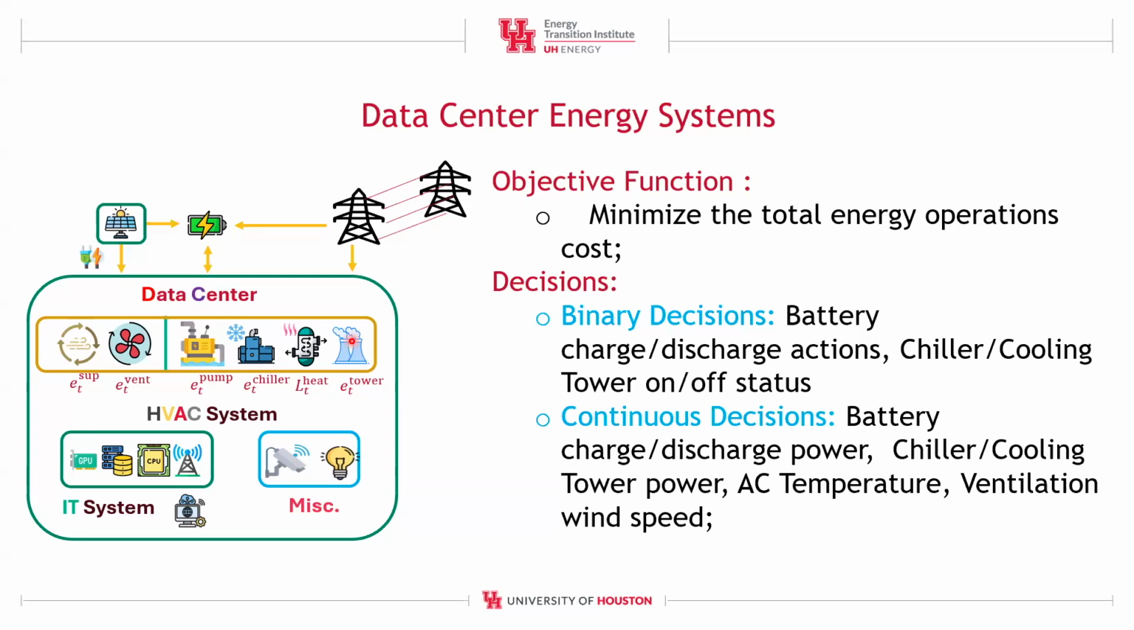When we build up the model, we find there are binary decision variables and continuous decision variables. For the binary decision variables, we have the battery, where we decide to charge or discharge, and we have the chiller and cooling tower, which we turn on or off. These are the binary decisions. For the continuous decisions, we need to decide how much power the chiller and tower will use. We need to control the HVAC system. We want to control the ventilation wind speed. So these are the continuous decisions.